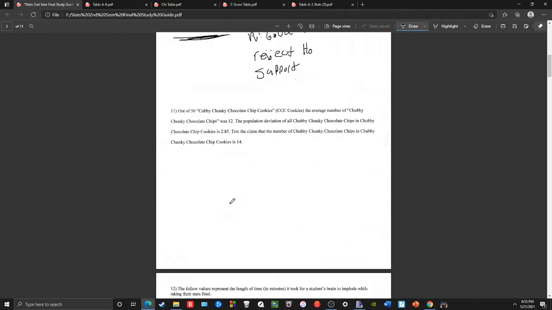The next one sounds very similar, right? We have 56 cookies. The average number of chocolate chips in them was 12. The population deviation, this is key here, the population deviation of all cookies of this type is 2.85 chips. And we want to claim that the average number of chocolate chips in these cookies is 14. So again, we're testing a claim about an average. So my mu is going to be the same. So H0 is mu equals 14. H1, in this case, since I'm claiming that they're equal, my alternative is simply that they're not equal. Not more, not less, but simply not equal to. If you're claiming equality, then the opposite is inequality, or not equal to.